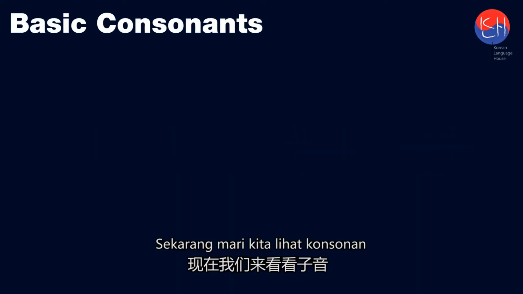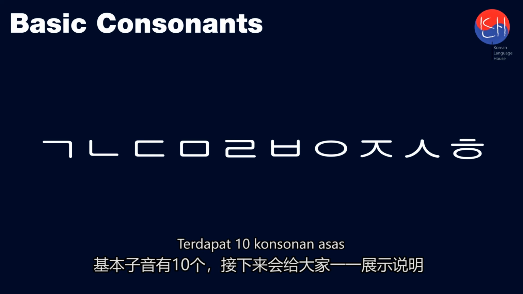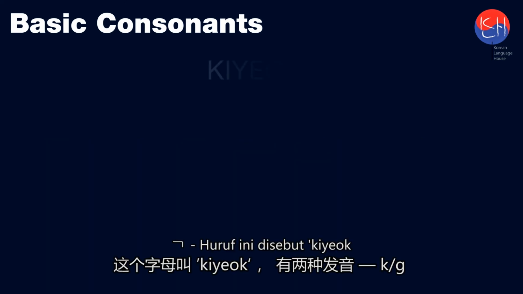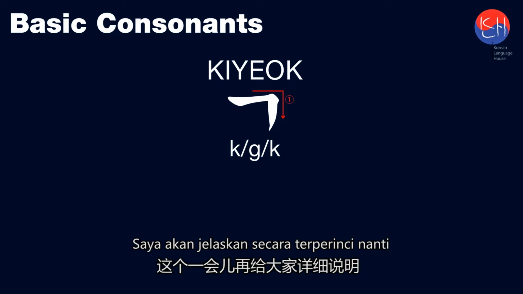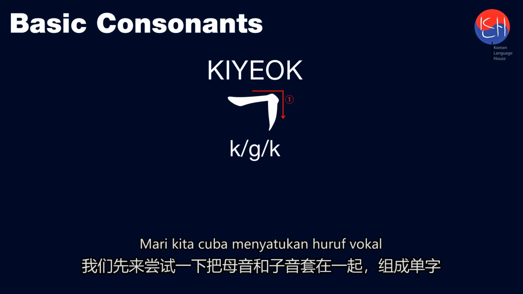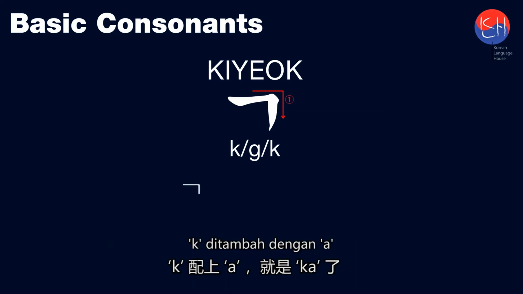Now, let's look at the consonants. There are 10 basic consonants and we're going to look at them one by one. This letter is called 기역. It's pronounced as the K sound, sometimes the G sound. I will explain a little bit more on that later. Now, let's try combining it with a vowel to form a word. 기역 plus A, 가.